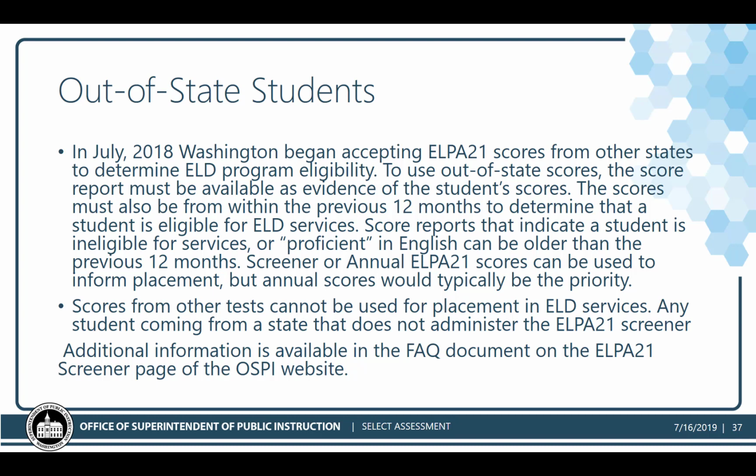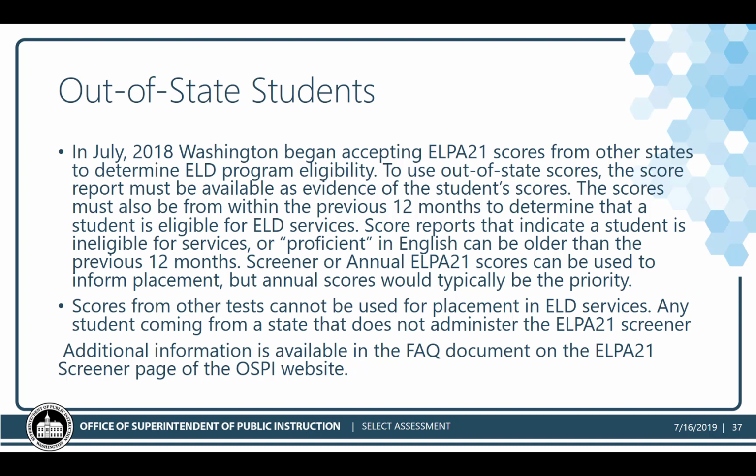A new policy was decided in July 2018 to accept ELPA21 scores from out of state. Washington does not accept any other tests for placement purposes, but ELPA21 scores from other states can be used to determine a student's placement in Washington schools.